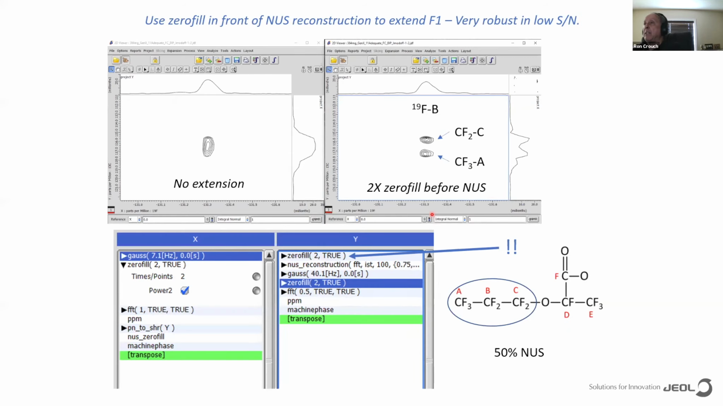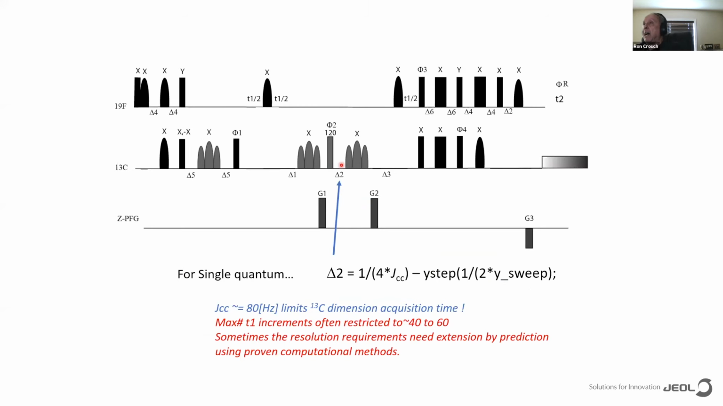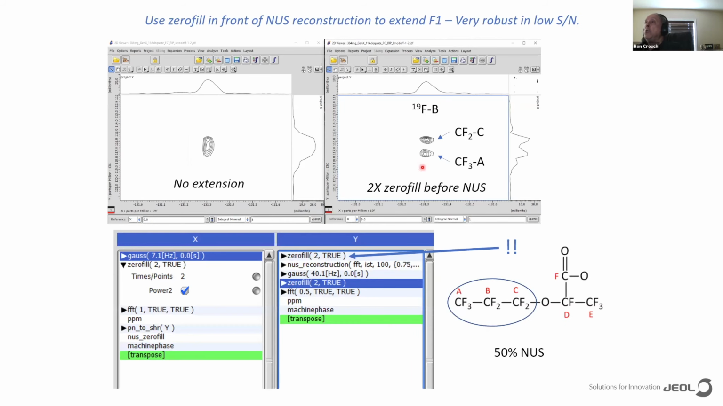In the experiment, we're limited in time because this is decremented. So we have a limit of how long we can go, given that the carbon J is large. So we do use linear prediction, but done through NUS extrapolation, and we can recover peaks that are unresolvable with the allowable resolution that you can actually acquire by normal technique.